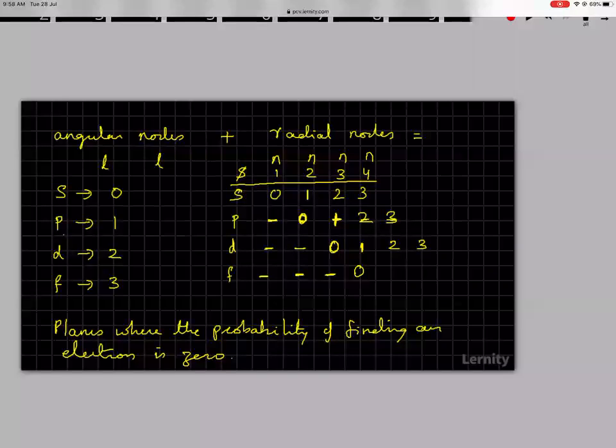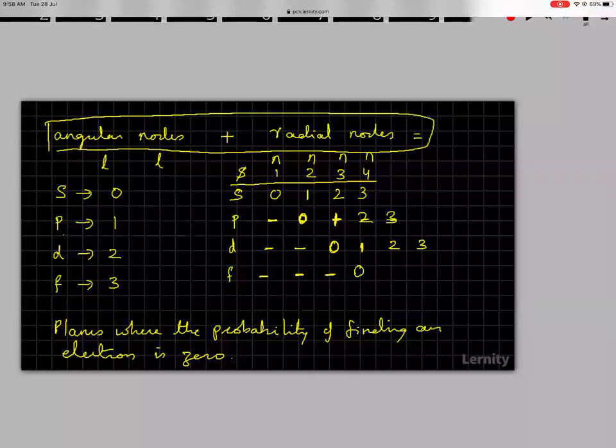So in questions, when they ask you to find out the sum of nodes, this is how you can find it out. The total number of nodes is the angular nodes plus the radial nodes. So that will give you the total number of nodes. Nodes are those points where the probability of finding an electron is 0.